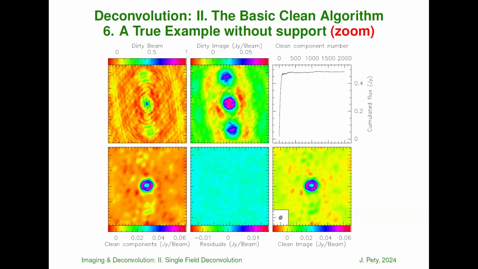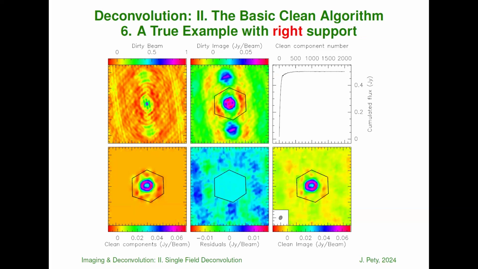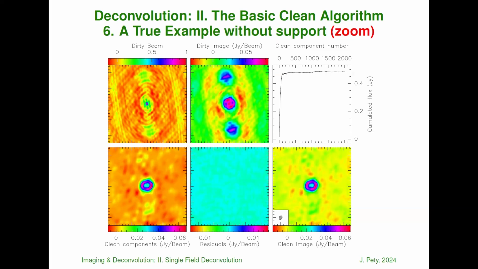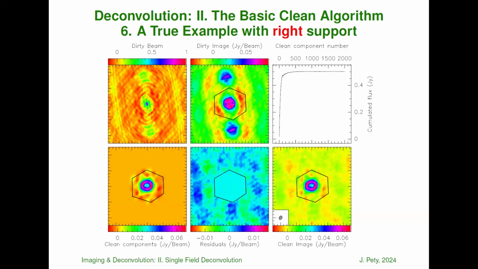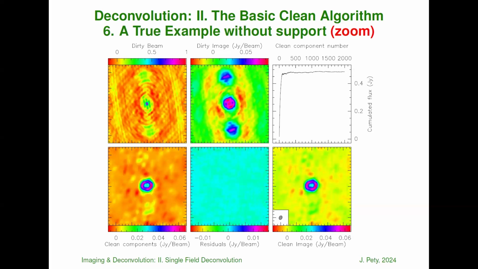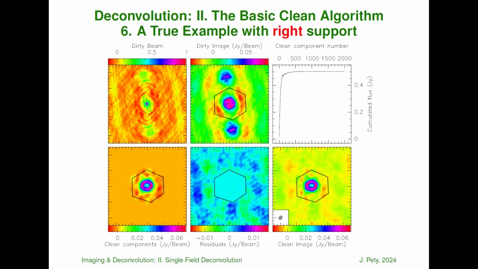Let's define a support like this on this clean image and see the impact on the cleaning process. Before support, after support. The first thing you can note is that the cumulative flux curve becomes much more regular. It's less oscillating. Why is this? It's because you help the algorithm by telling it you should not search for clean components here, which will make you oscillate. You should search only where the signal is. This is true information. That's correct.